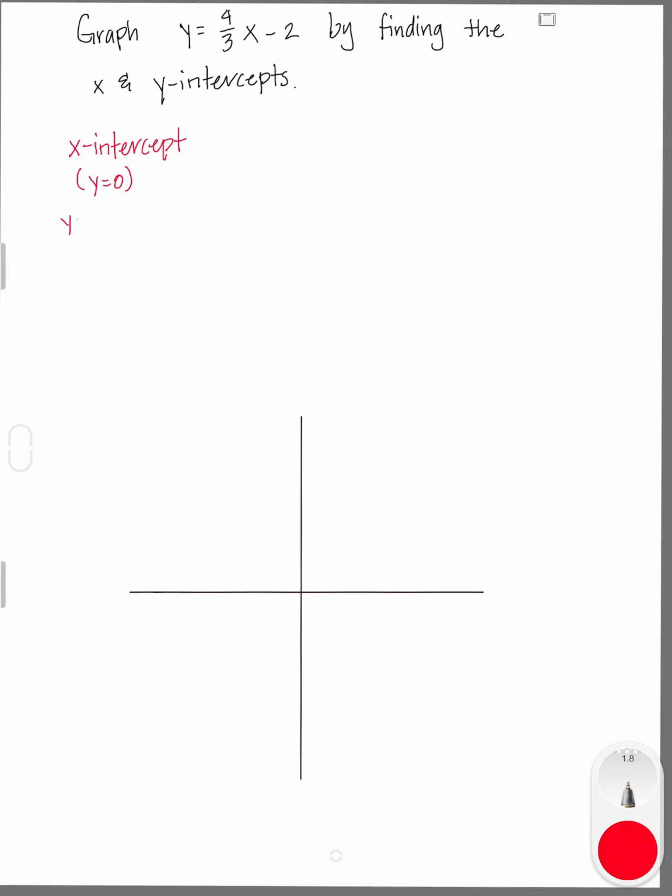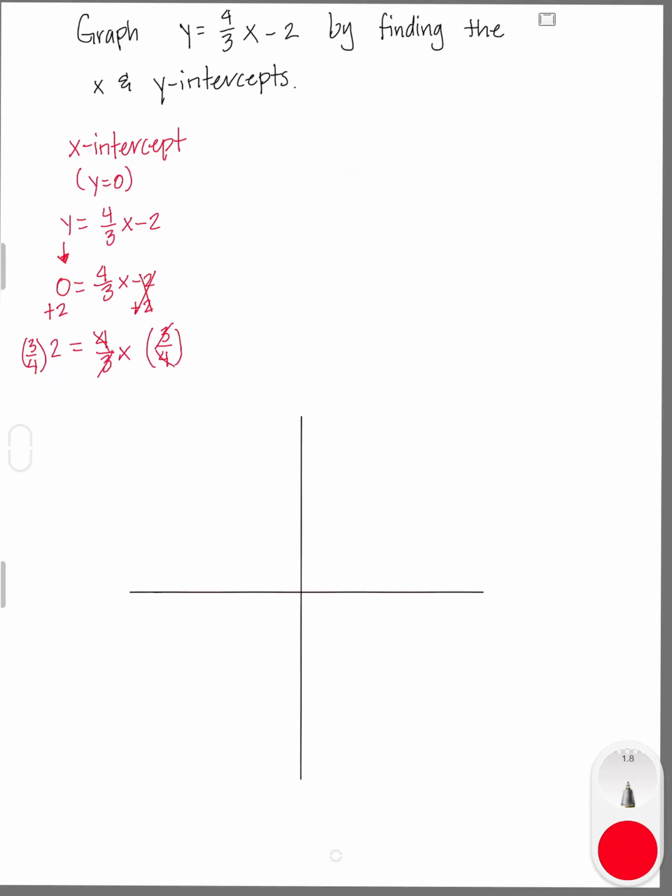So we have y equals 4 over 3 x minus 2. However, instead of y, we're going to plug in 0. I'm going to go ahead and add 2 on both sides. So 2 is going to cancel out on the right. We have 2 equals 4 over 3x. Now I want to cancel that 4 over 3, so I'm going to multiply times the reciprocal, so times 3 over 4 on both sides.